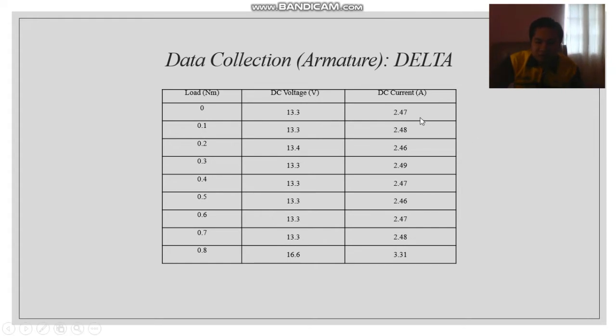I mean 2.5 ampere. But at 0.8 Newton meter here, we can see that our DC voltage increased to 16.6, and our DC current increased to 3.31 ampere. This is because when the load is 0.8 Newton meter, our 3-phase synchronous motor is stalling. So meaning that our motor can only handle load below 0.8 Newton meter. After that, the motor will start to stall.